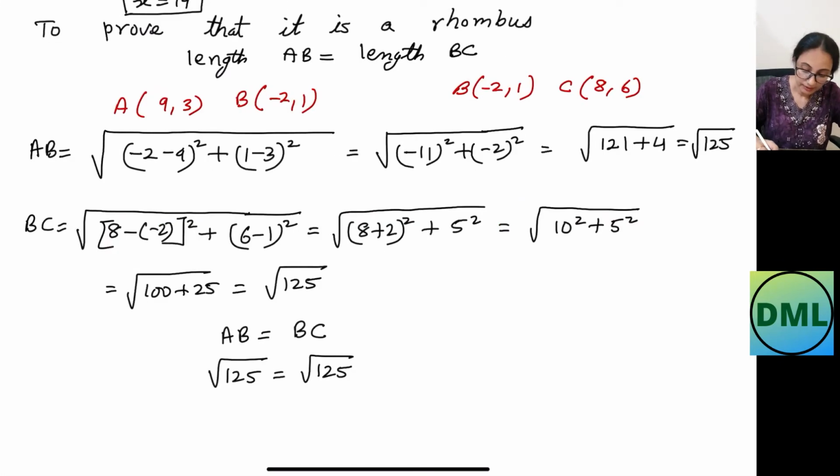As you can see, the length of AB is equal to the length of BC, which is root of 125 and root of 125. That means if two adjacent sides of the parallelogram are equal, it is a rhombus. So that's why we can say that ABCD is a rhombus.